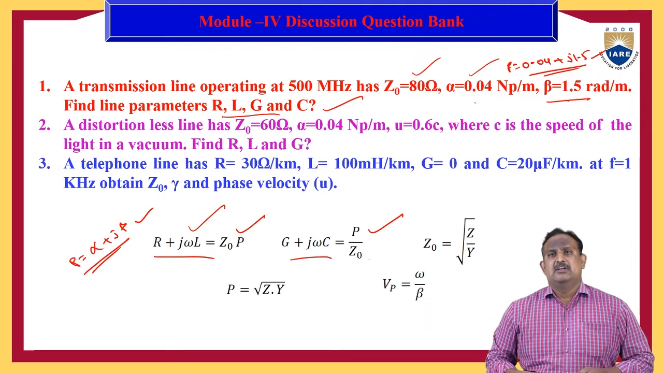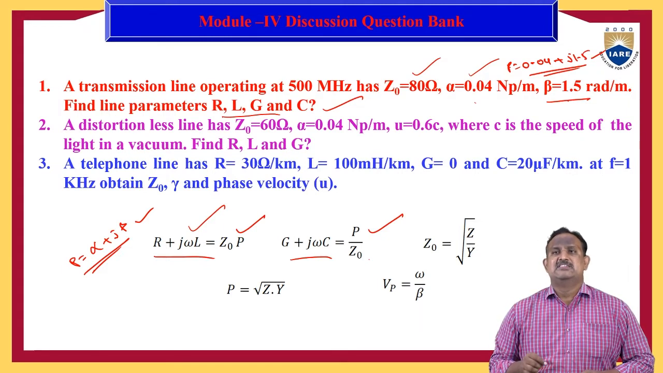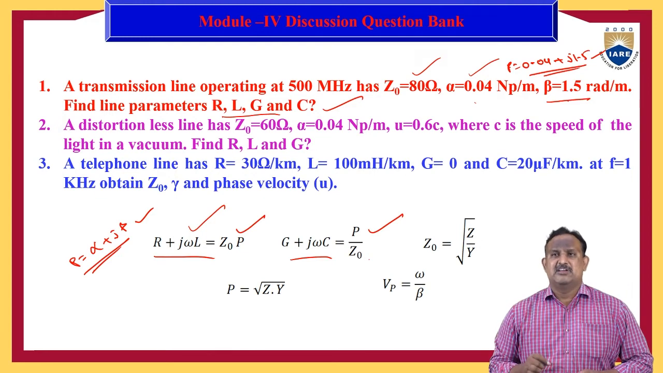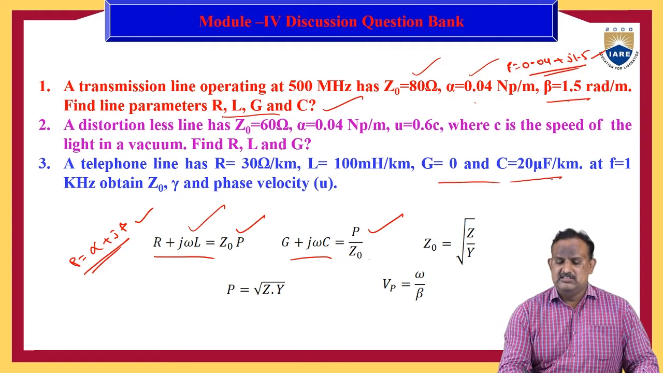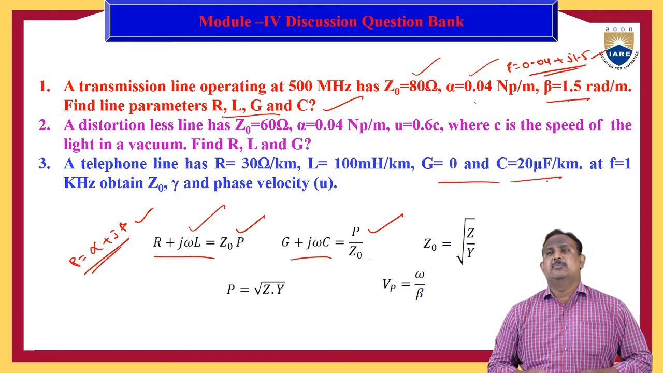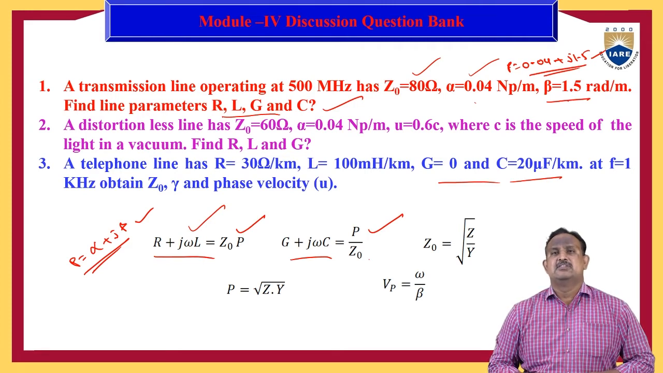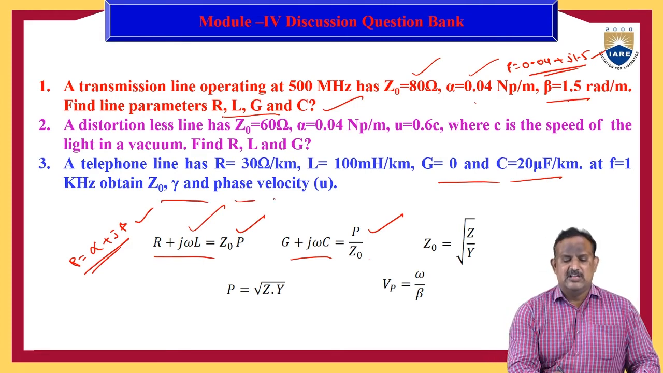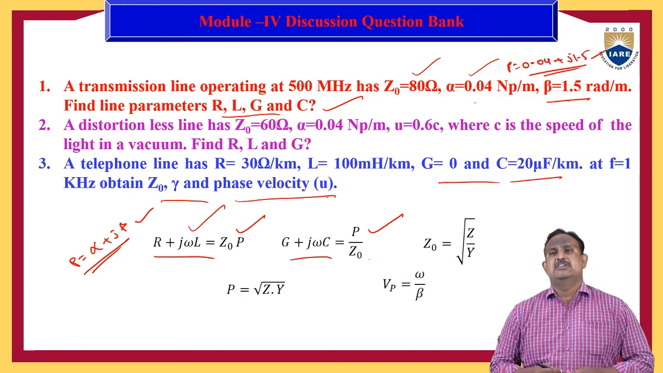Next, the third problem. A telephone line has R equal to 30 ohms per kilometer, L equal to 100 millihenries per kilometer, G equal to 0, and C equal to 20 microfarads per kilometer. At f equal to 1 kilohertz, find the Z0 value, gamma value, and phase velocity u.